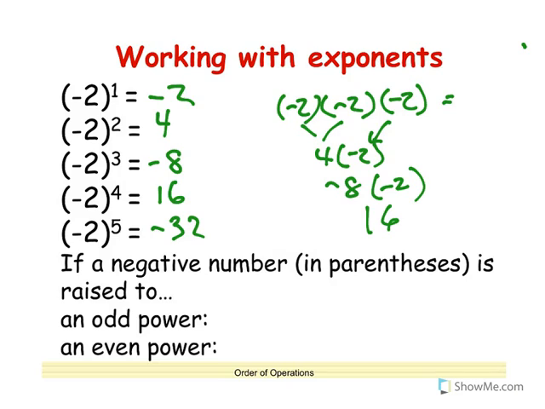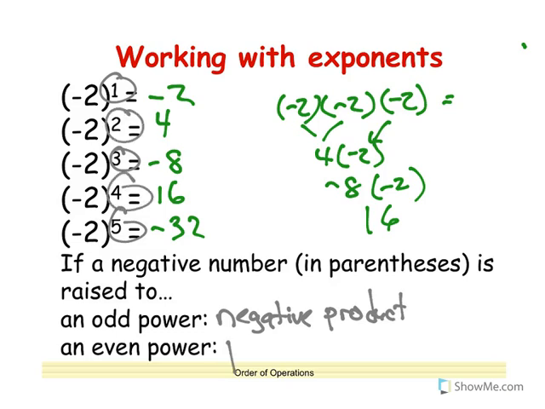So let's fill in this little table at the bottom. If a negative number in parentheses is raised to an odd power, let's take a look at what we've got, a negative product. Right, product because it's the result of multiplication. And obviously all the even numbered powers give us a positive product. And we always try to break that down. I always try to find someone that can do a good job verbalizing that.